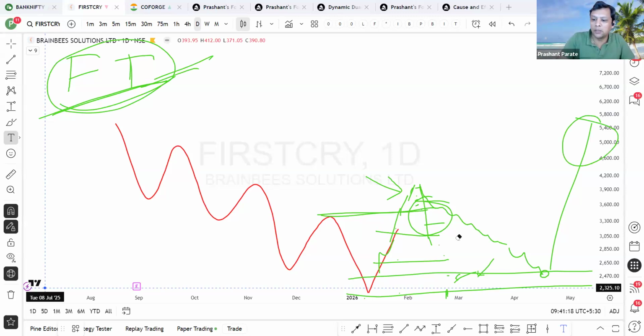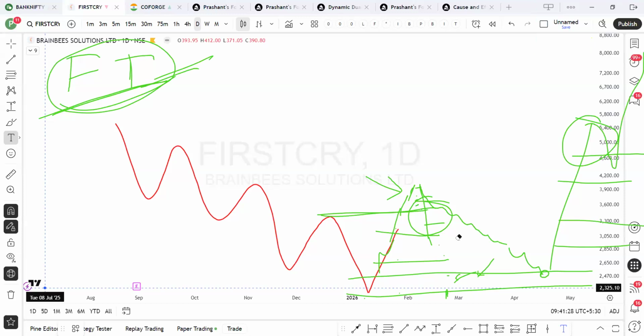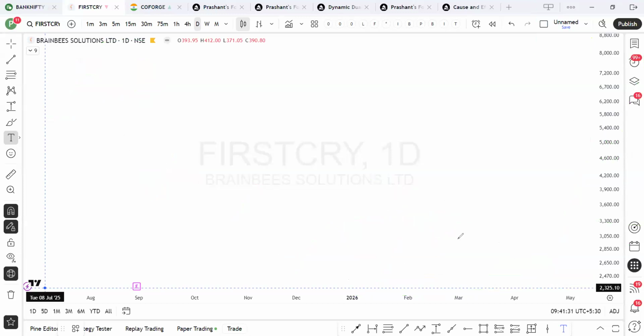But when trend has already been established, then it may not come up to 50-60% retracement. There may be some strong hidden gap here. It may come here and then it may reverse immediately. Okay. Yes, sir.